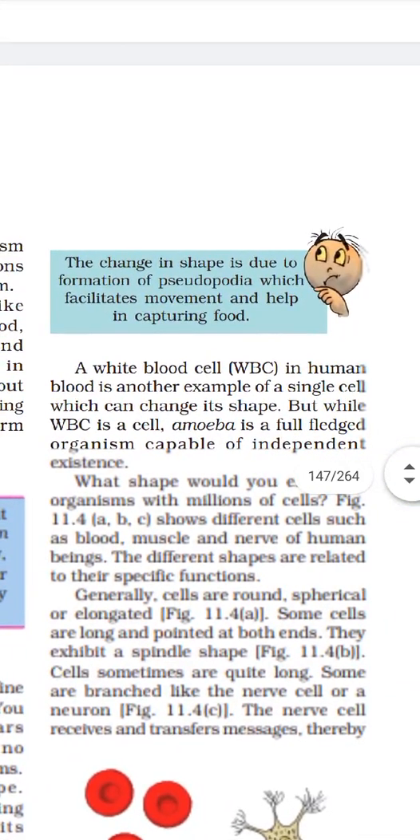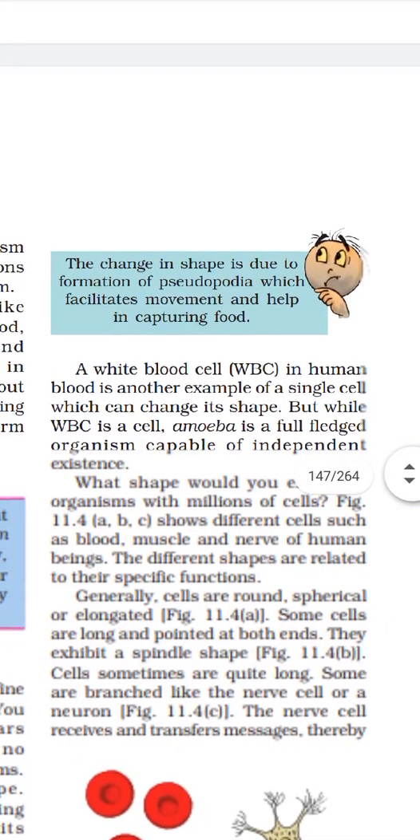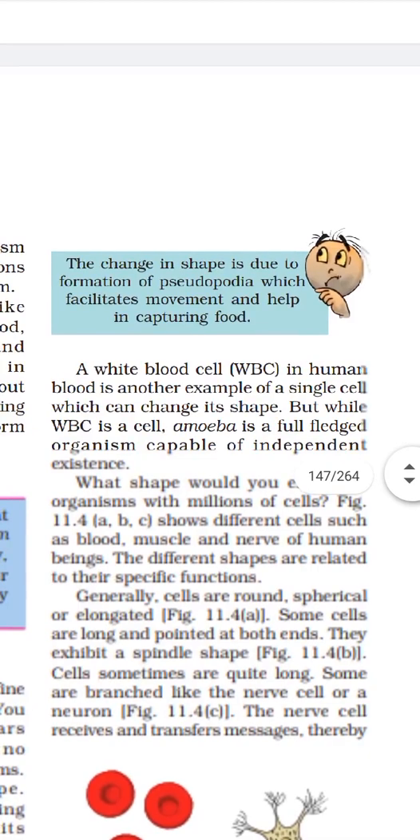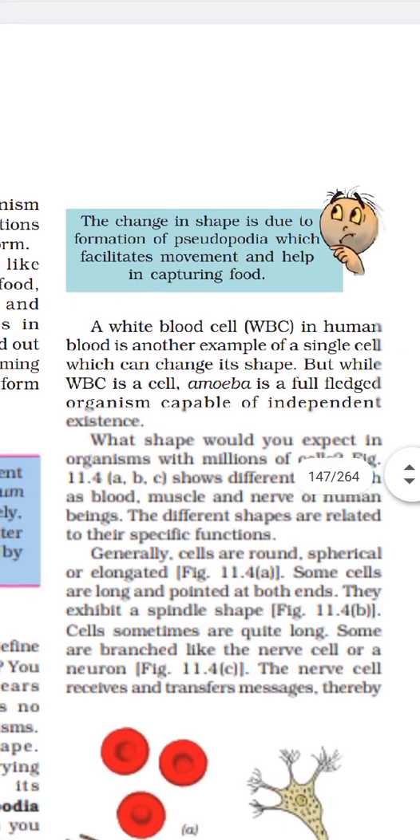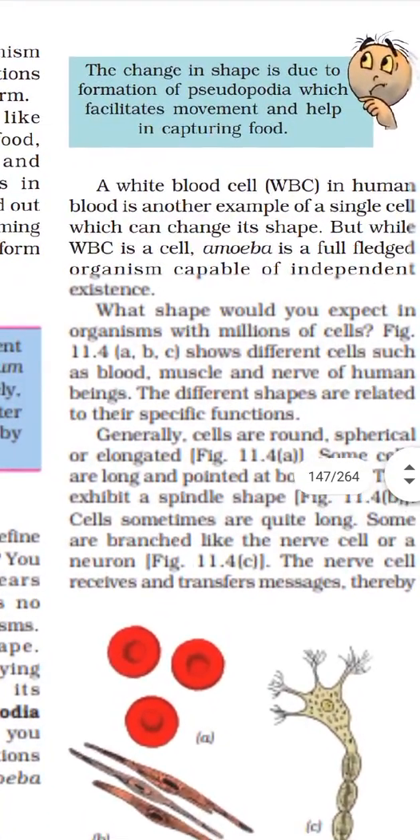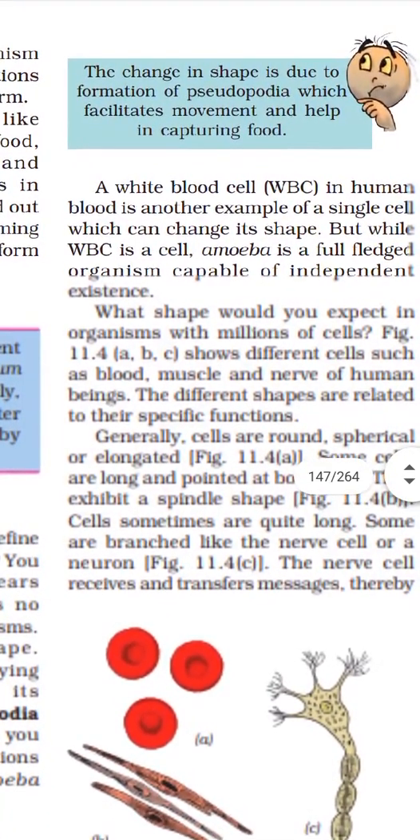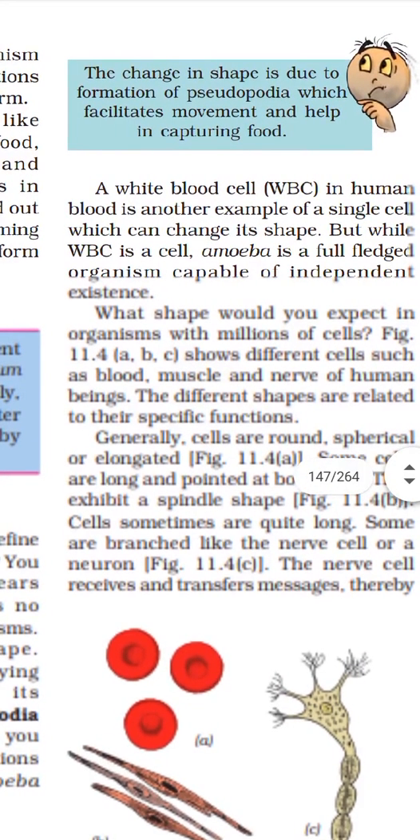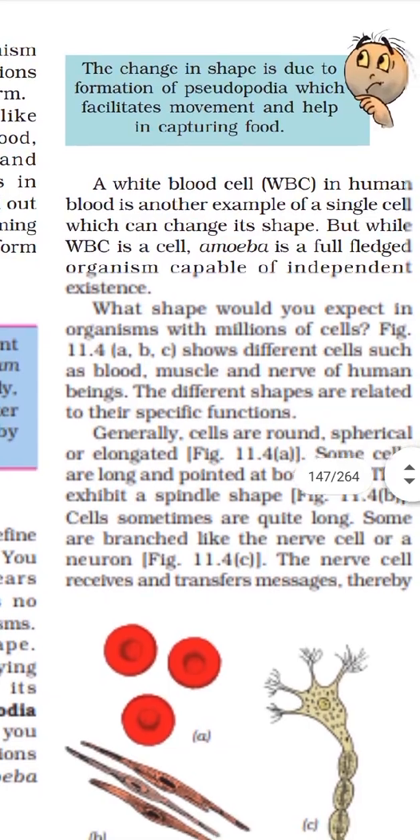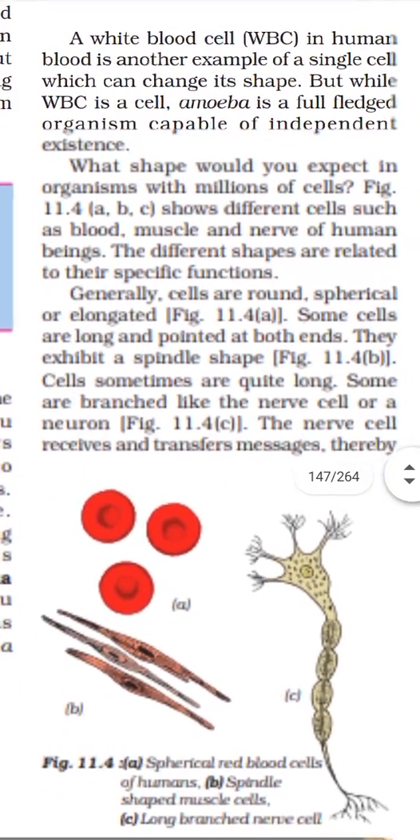A white blood cell in human blood is another example of a single cell which can change its shape. But while a WBC is a cell, amoeba is a full-fledged organism. What shapes do you observe in organisms with millions of cells, such as blood, muscle and nerve of human beings? The different shapes are related to their specific function. Generally, cells are round, spherical or elongated.